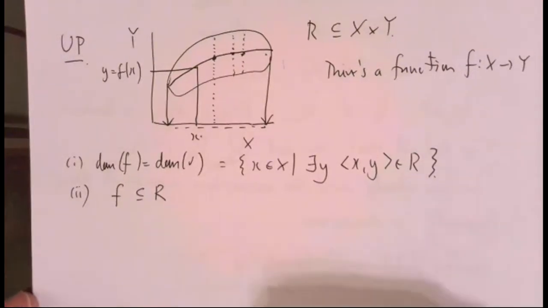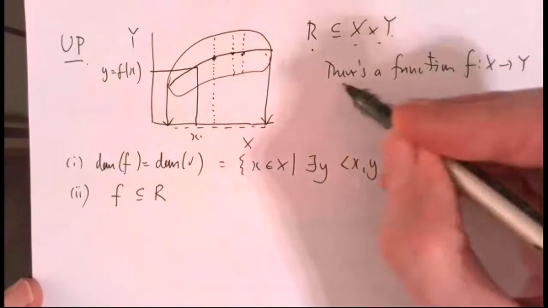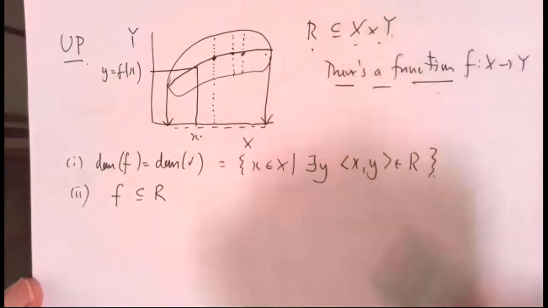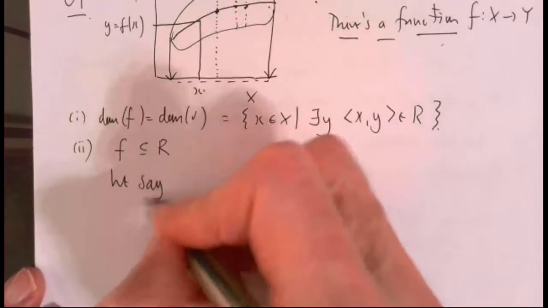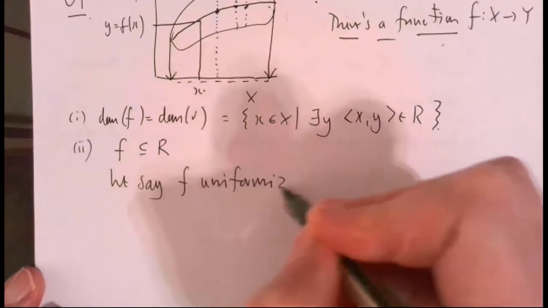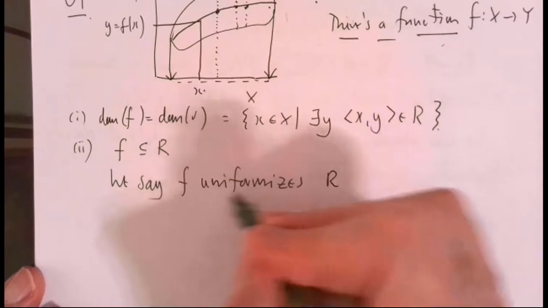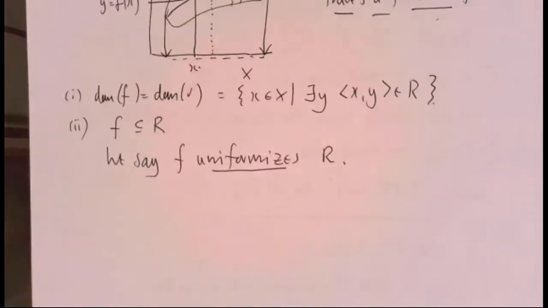So the axiom of choice implies here that for any x and y and for any region, there is a function doing this uniformizing. So we say f uniformizes R here.